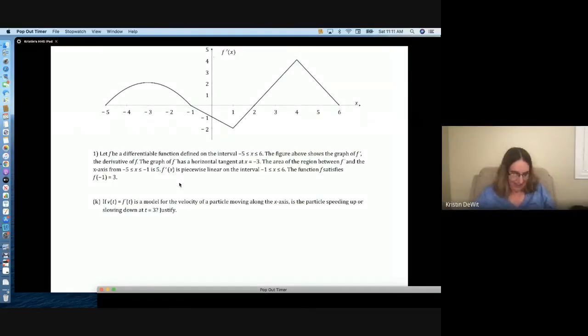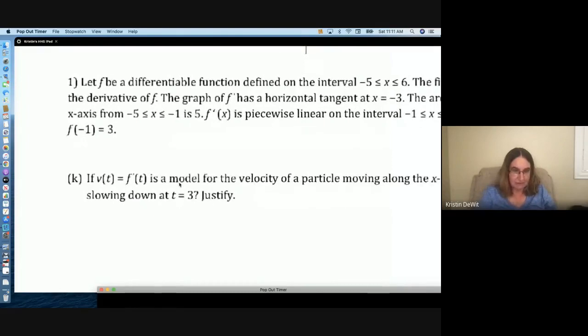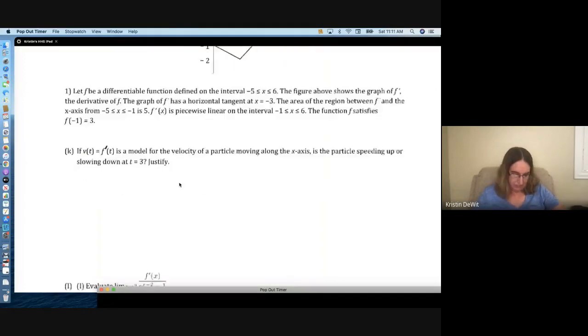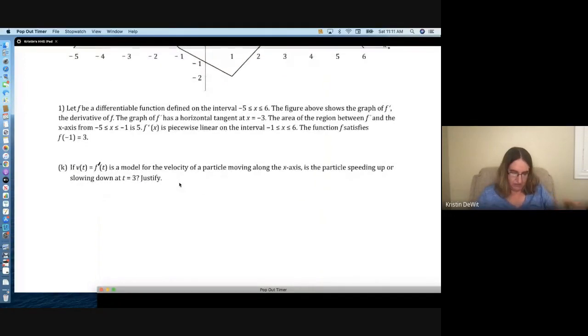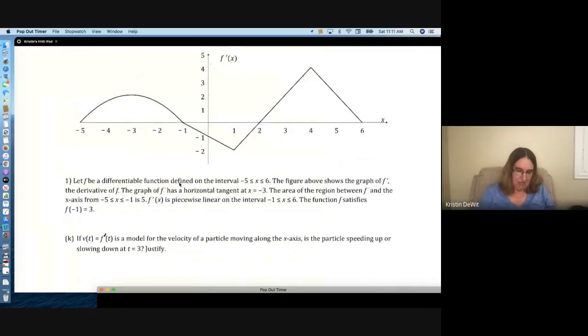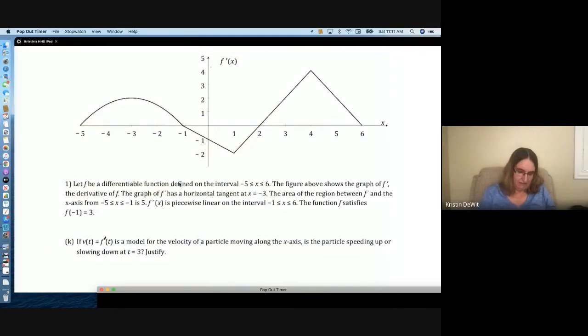All right. Okay. If v of t equals f prime of t, is that an f prime? Yeah, it looks like that's an f prime there. That's kind of hard to see, I'll make it bigger. If v of t equals f prime of t is a model for the velocity of a particle moving along the x-axis. So they're essentially saying, okay, guys, now this is a velocity graph because this is our f prime graph. So they're saying, all right, we're going to call this velocity.